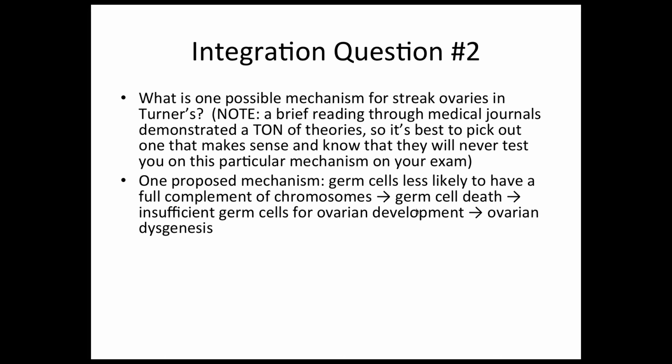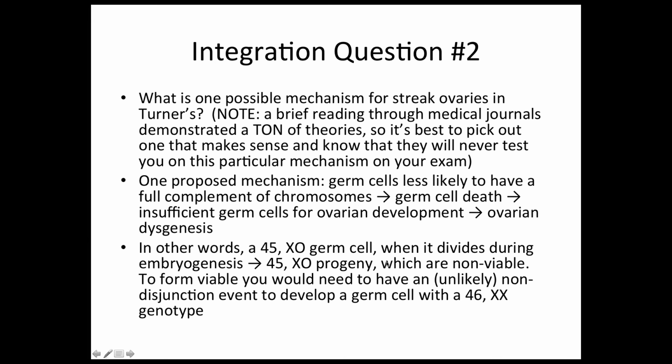Okay. So one very tantalizing mechanism, at least according to these articles from the 1960s, is that you don't have development of enough germ cells to develop the ovary. So how does that tie in with the missing X? Great question. Exactly. So that's what I'm going to talk about next.